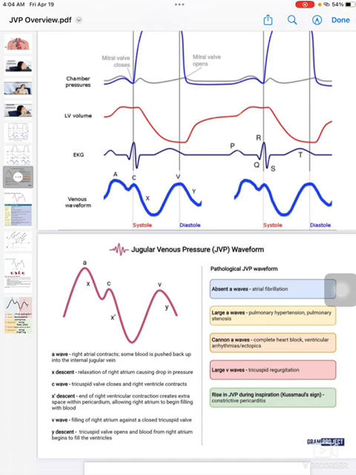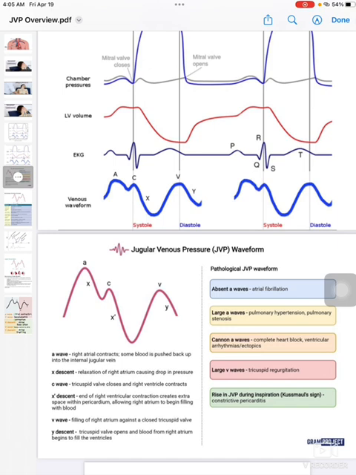The right ventricle's relaxation also contributes to the X descent as blood exits the right atrium into the right ventricle, further reducing the column of blood in the superior vena cava and internal jugular vein.